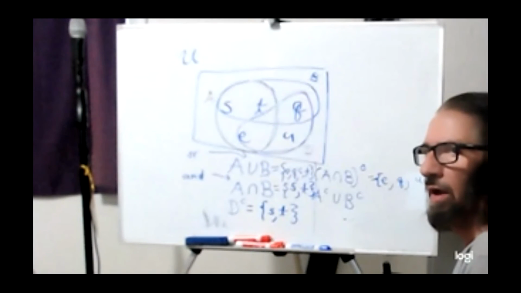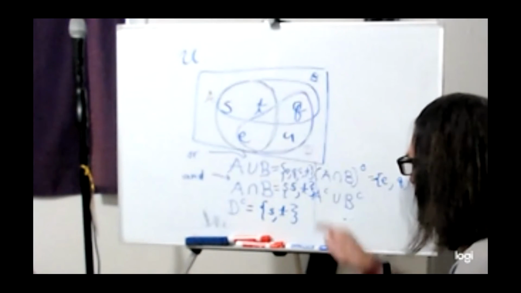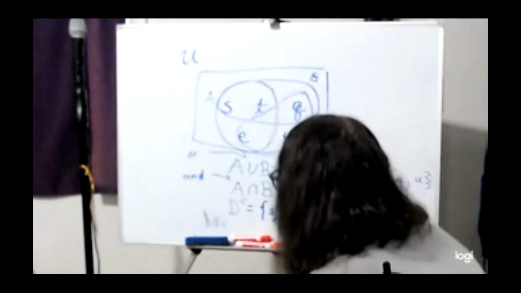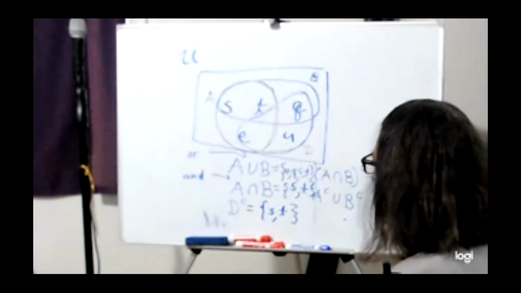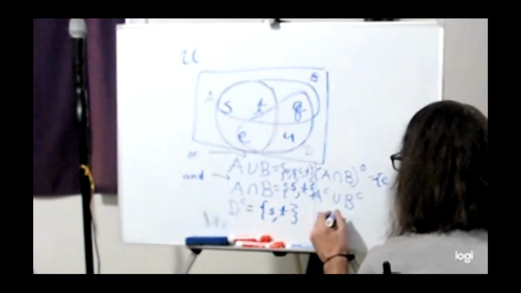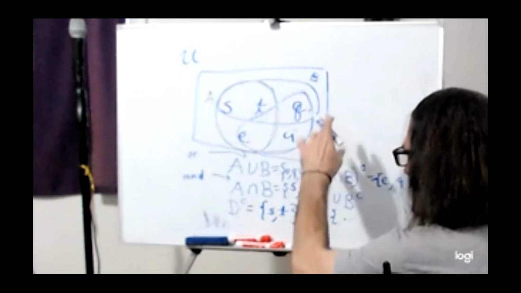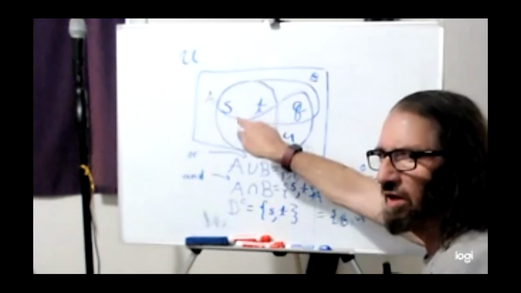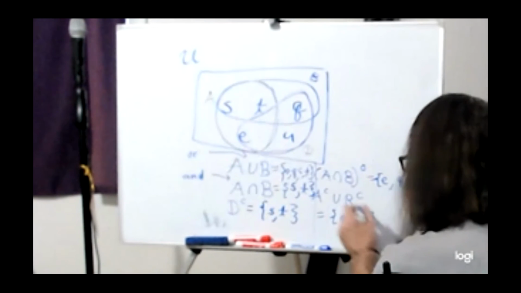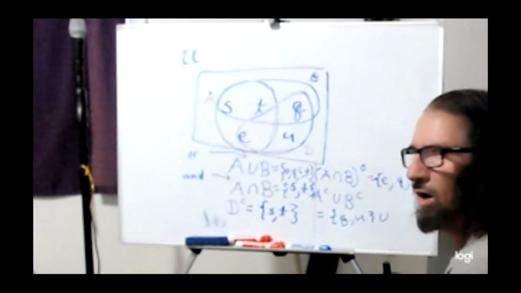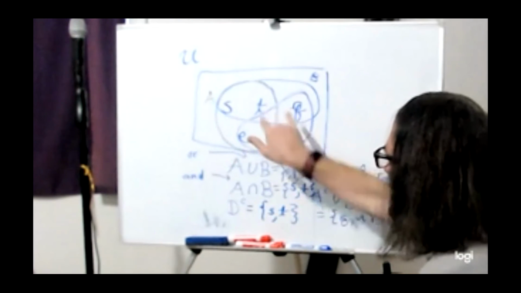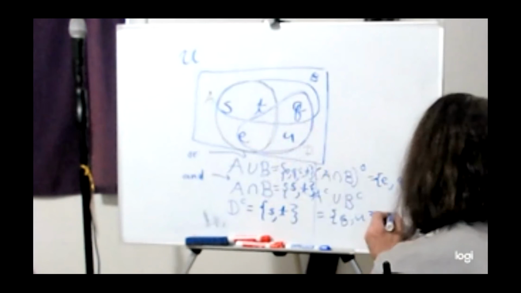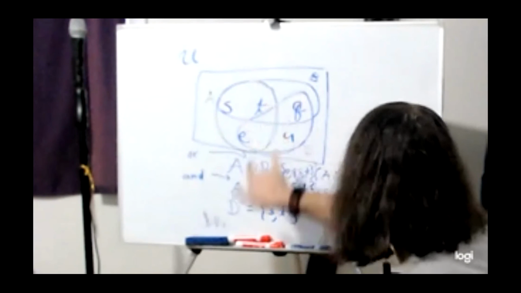As for the last part, first I'm going to find out what A complement is. A itself had S, T, and E, so its complement has the Q and U, everything else in the sample space besides the S, T, and E. We want to union that with the complement of B. B had S, T, and Q. So everything else besides S, T, and Q, that's the E and the U.